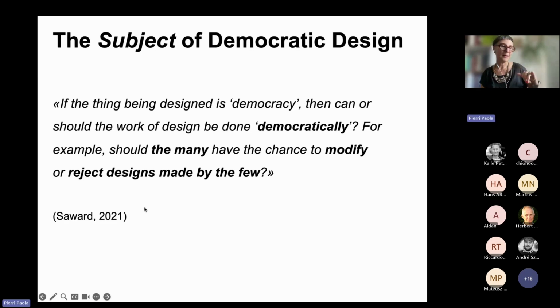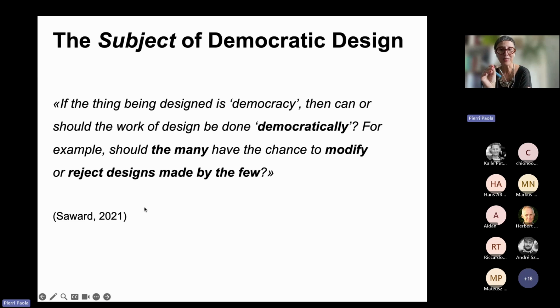So in the book, Soward also raises another really important question, one we have been asking a lot in design, and in democratic design: who designs? Who is the designer? And he gives, I think, interesting and different answers. If the thing being designed is democracy, then can or should the work of design be done democratically? For example, should the many have the chance to modify or reject designs made by the few?